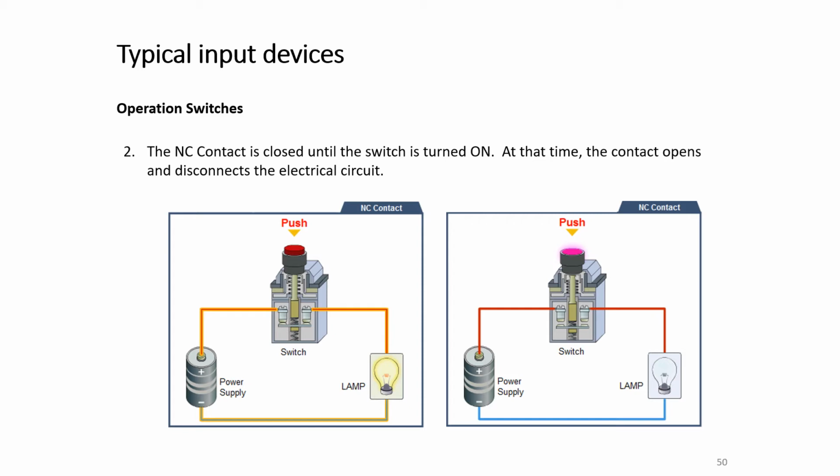Operation switches, the normally closed contact is closed until the switch is turned on. So another type of operation switch is the normally closed one. We need to activate it to open the circuit. So here, this is the default mode, and when we activate the push button, when we activate the switch, then the circuit is open.